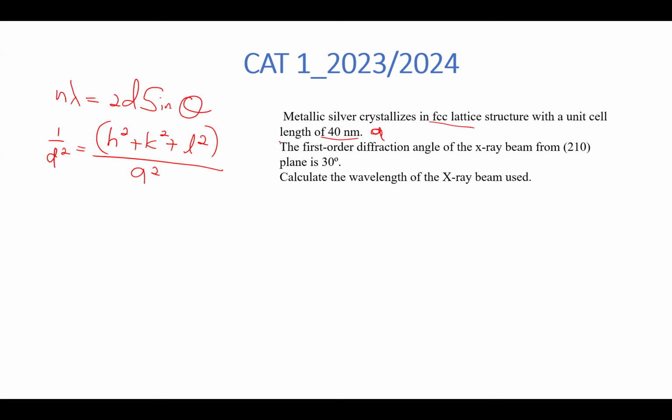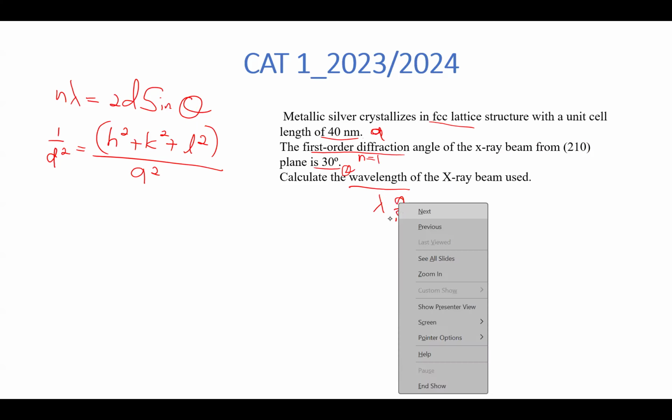Okay. And then it says it's a first order diffraction. So N is given, and an X-ray beam from 210. The plane is given, and then the diffraction angle is given. This is theta. They are asking for the wavelength. They are asking for lambda.